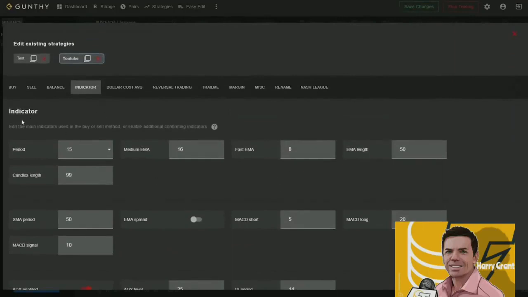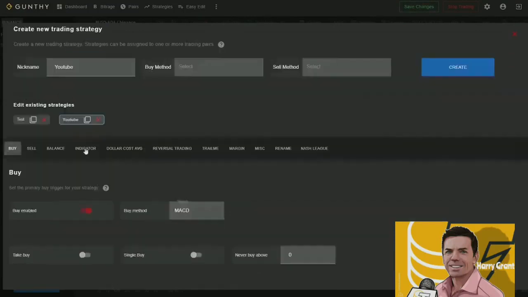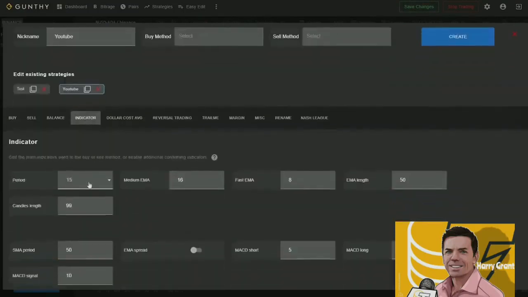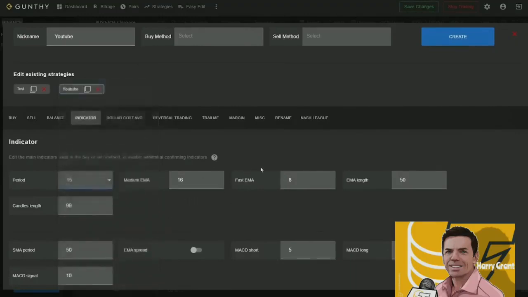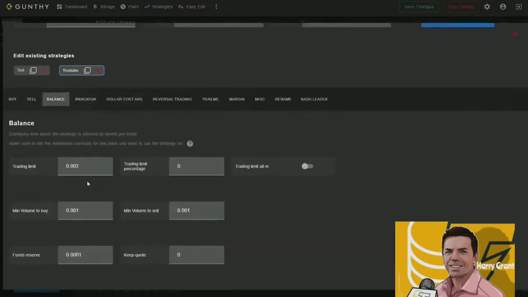as well as the base indicator options. So if I just want to change the options for MACD, then I can choose my period. This is basically the trading candle period. So do I want to use 15-minute candles, 1-minute candles, or much longer period candles? And I can change the specific EMAs on the MACD, etc., as well as the balance settings. This is just how much the bot is trading per trade.